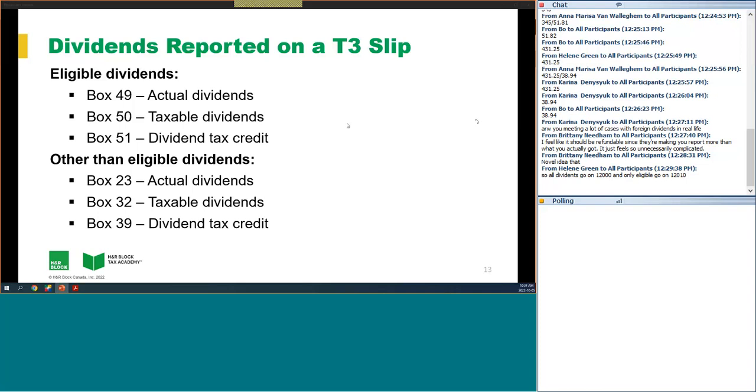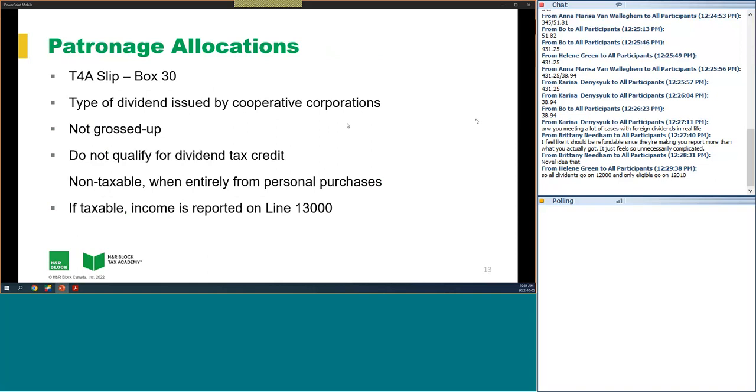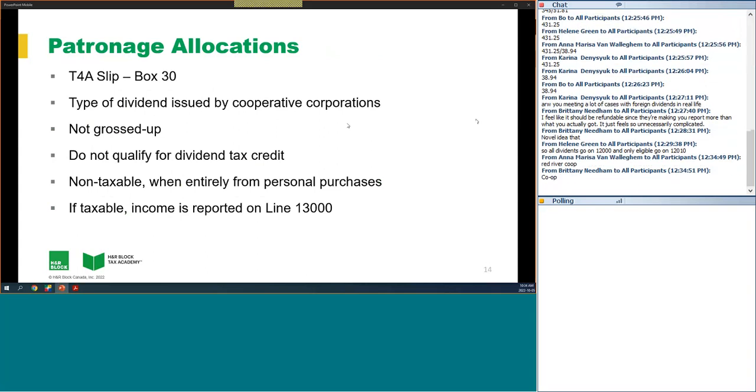Okay, we have another type of income that comes as a result of owning part of a company. And some provinces will spend a lot less time on this page than I will. It's called patronage allocations. This is what happens if you are a member of a co-op. Can anyone name for me some of the co-ops that we really commonly see in Manitoba? A lot of our clients have these slips. Red River's the big one. Red River Co-op. There are a couple of gas co-ops.